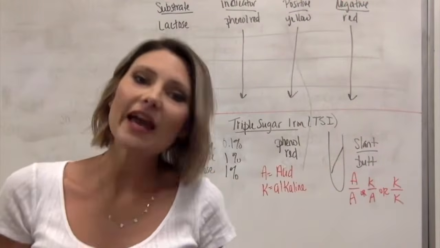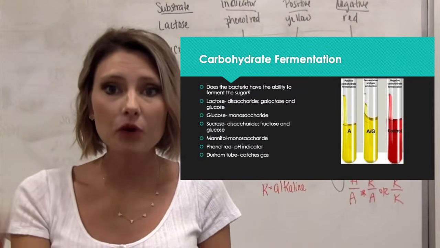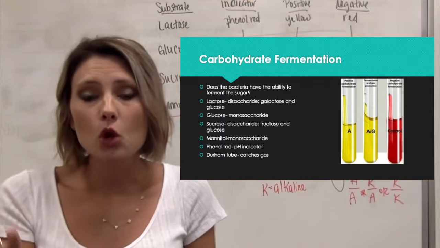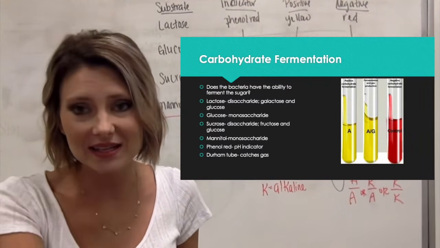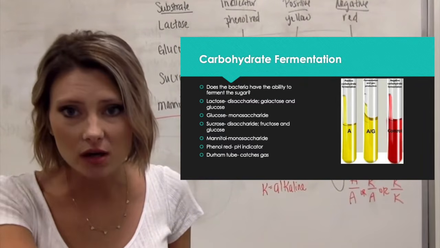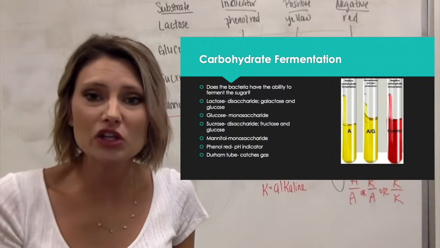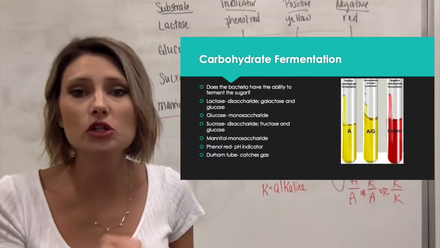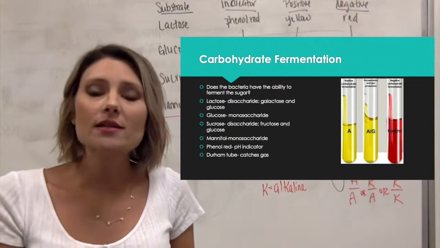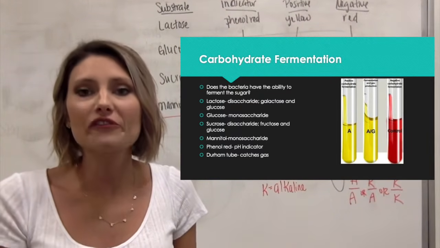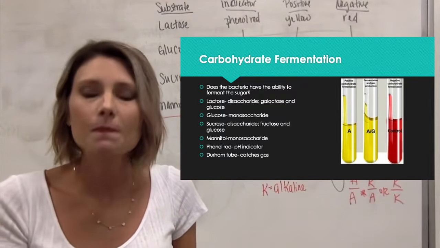So, since we're looking at fermentation, we are going to be looking for acidic products. So when the bacteria ferments the sugar, it produces acid as the end product. So when acids are produced, the pH is going to go down and the phenol red is going to turn yellow, just like in the MSA plates. So that is a positive reaction for fermentation. That tells you that that bacteria can ferment that sugar.